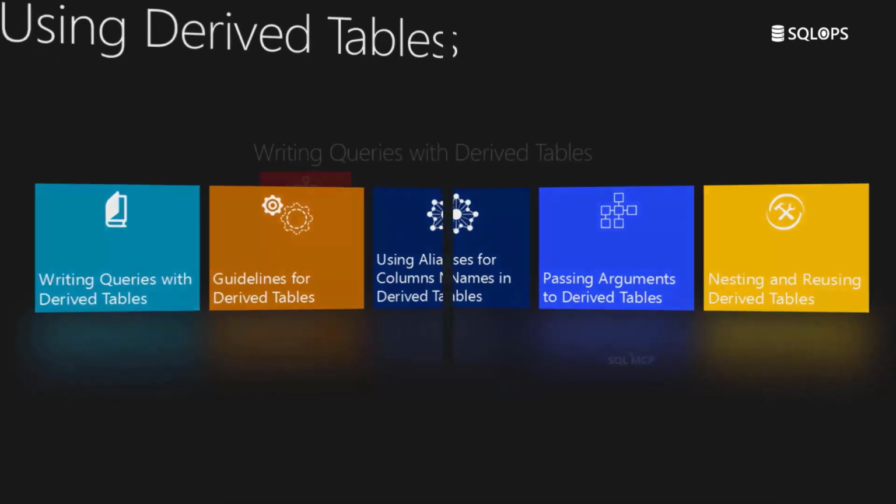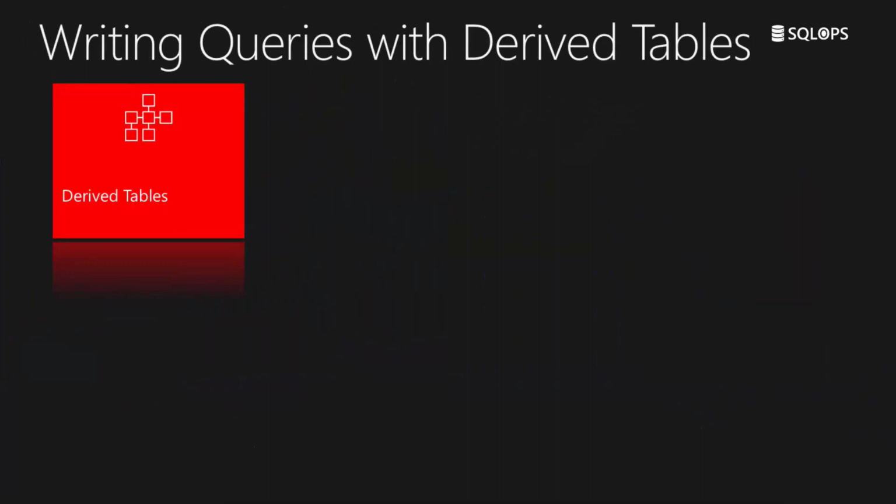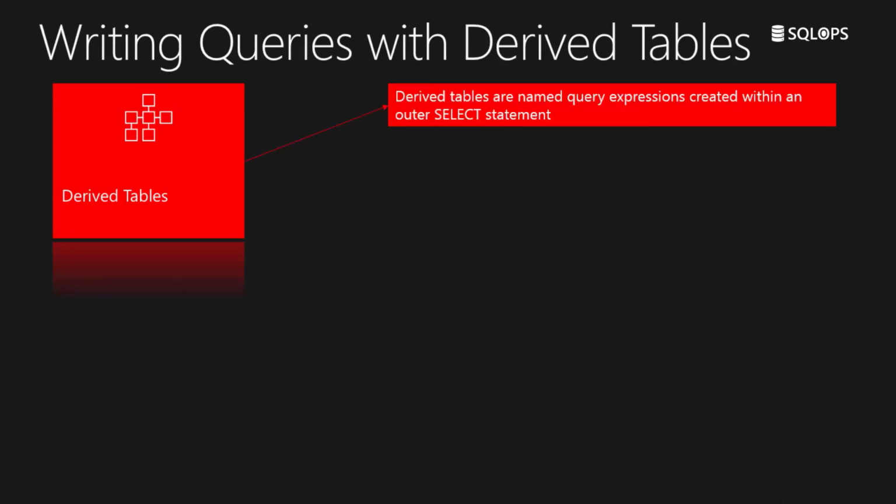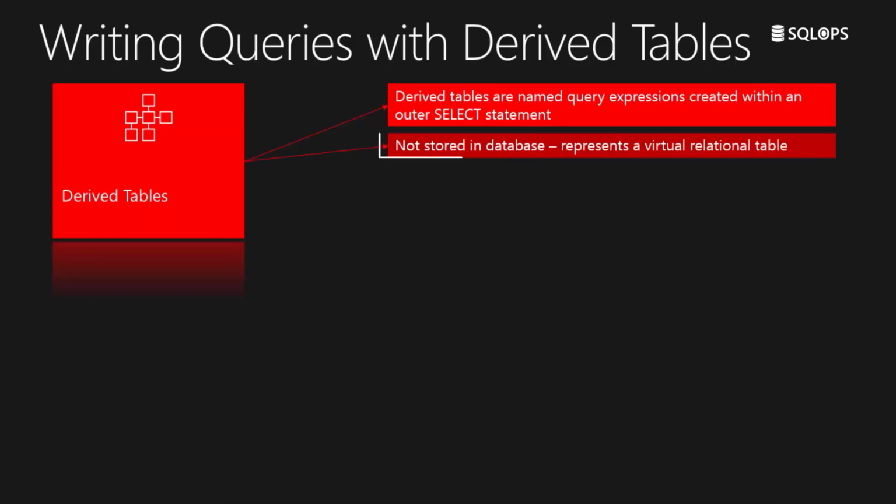Let's get started. Earlier in this course, you learned about subqueries, which are queries nested within another select statement. Like subqueries, you create derived tables in the from clause of an outer select statement. Unlike subqueries, you write derived tables using a named expression that is logically equivalent to a table and may be referenced as a table elsewhere in the outer query. And unlike views or inline table valued functions, derived tables are not stored in the database. They represent a virtual relational table.